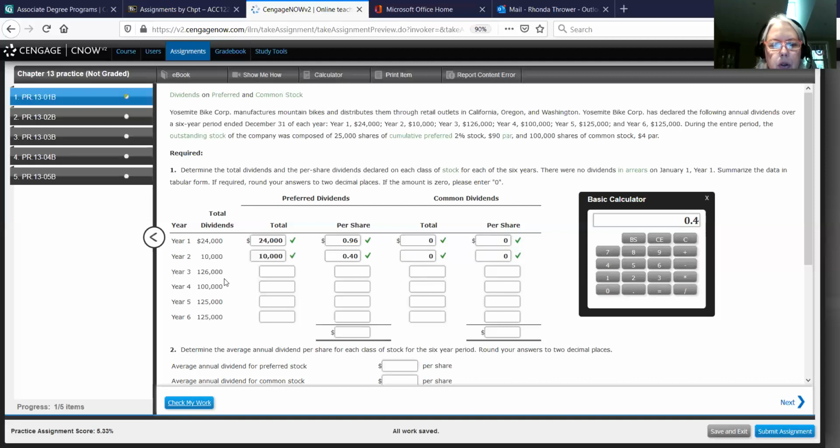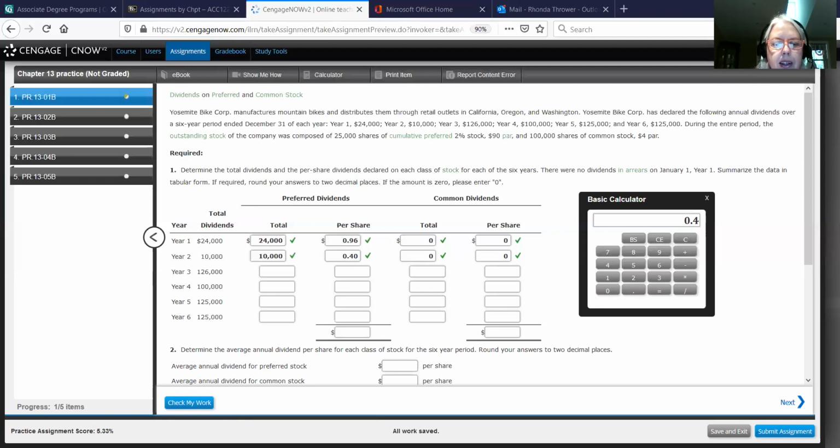So notice in year 3 that the amount of dividends that they declared has increased greatly to 126,000. So I'm going to flip back to our Excel spreadsheet, and we're going to look at what happened in year 3. Now remember, each year we owe our preferred stockholders $45,000. Last year, our dividends in arrears for year 2, we calculated at $56,000. So we owe our preferred stockholders $101,000.